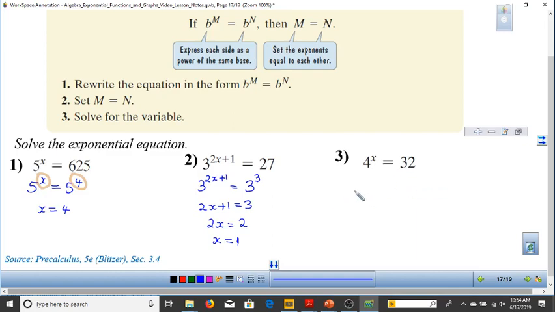All right, number 3. What base can we use for number 3? Can we raise 4 to a nice power to get 32? 4 to what power gives you 32? Not 4 times something, 4 to a power. So it's 4 multiplied by itself a certain number of times to get 32. Is that easy? No. So we might have to use a different base. What base could we use instead? 2.